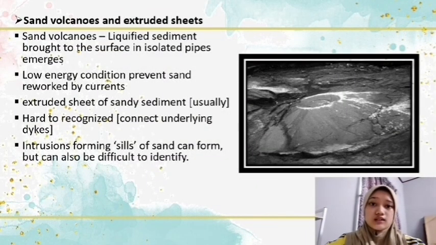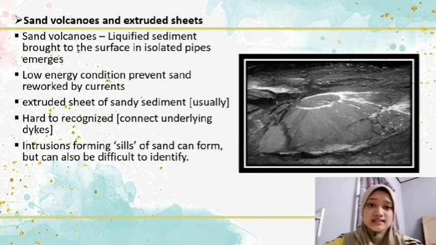Sand volcanoes form when liquid sediment is brought to the surface in isolated pipes that emerge to form small sand volcanoes. This eruption of sand on the surface can be preserved only if low energy conditions prevent the sand from being reworked by currents. The sand is usually brought to the surface as an extruded sheet of sandy sediment, and this sheet can be difficult to recognize if the connection with an underlying source cannot be established. A series of sand sheets can also form but can be difficult to identify.